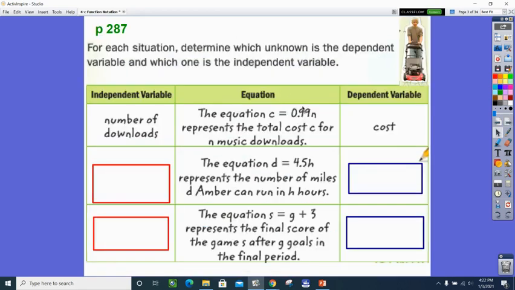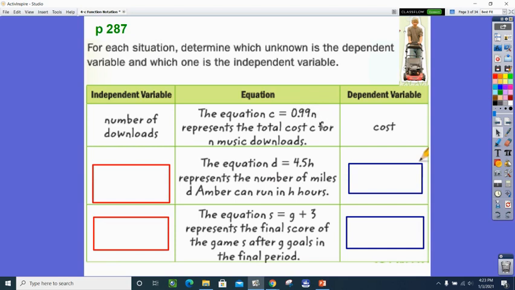So we're now going to start looking at these equations, as you see down here, very simple equations, but they're going to have two variables, and one is going to be an independent variable and one is going to be a dependent variable. The independent variable, you're going to get to choose how many. So in this case, C is the cost in dollars, and N is the number of music downloads. So if you went out to iTunes or something like that and downloaded some songs, each one in this case would cost 99 cents.